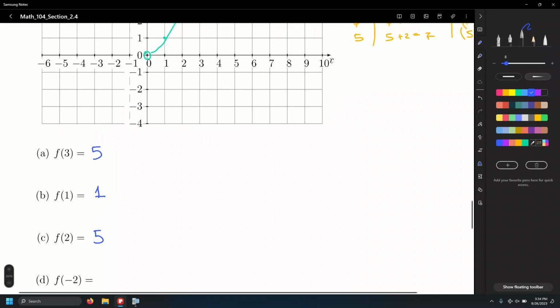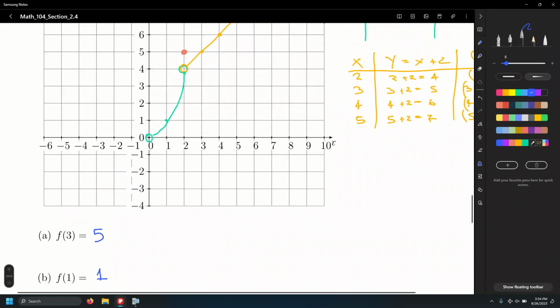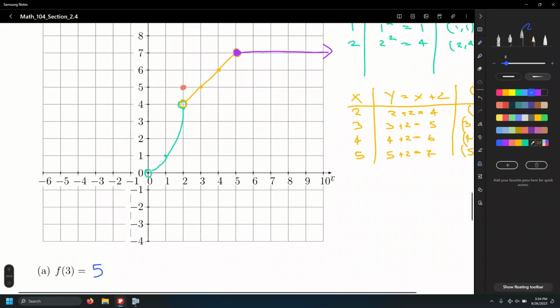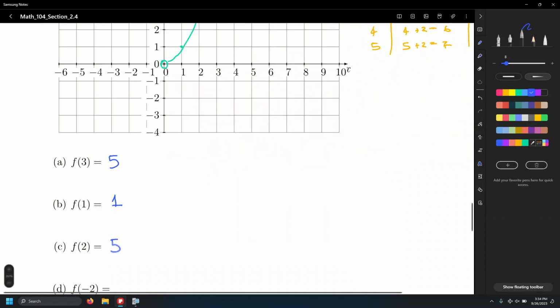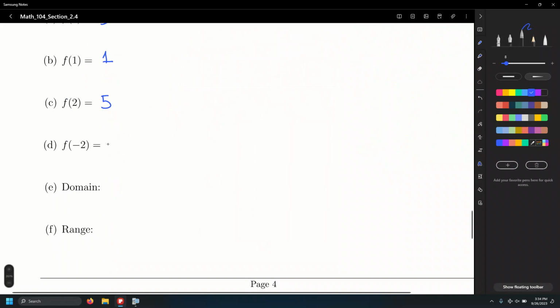What about f of negative 2? Green section, yellow section, purple section, or that dot in the middle of nowhere? Undefined, because there's no section for negative values this time, right? So, undefined. Undefined it is.